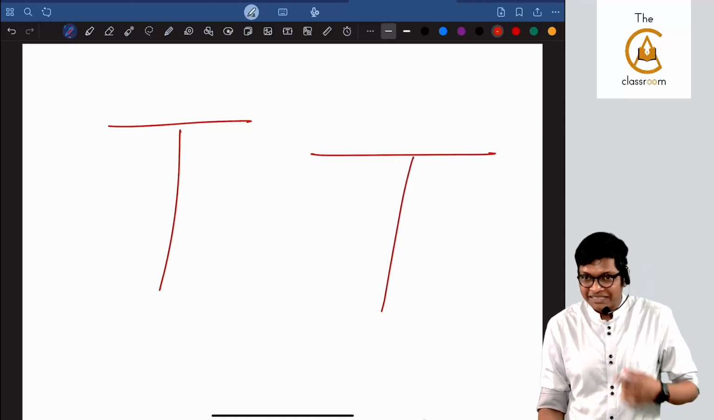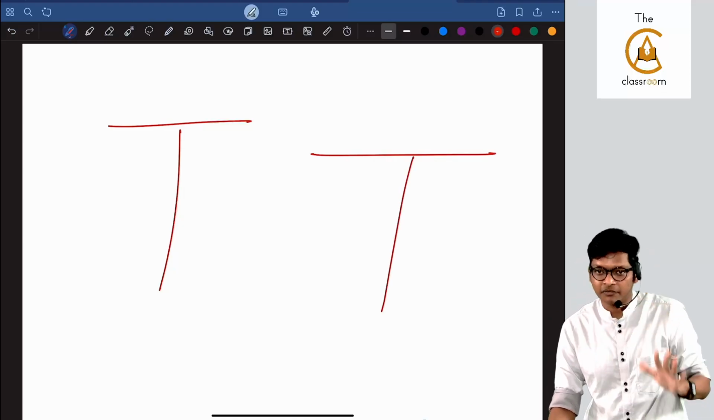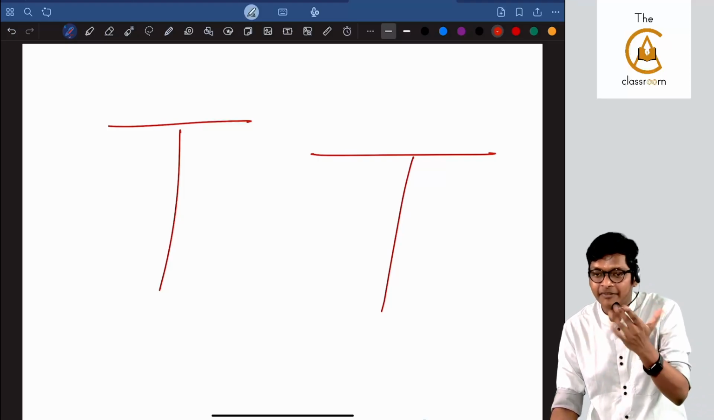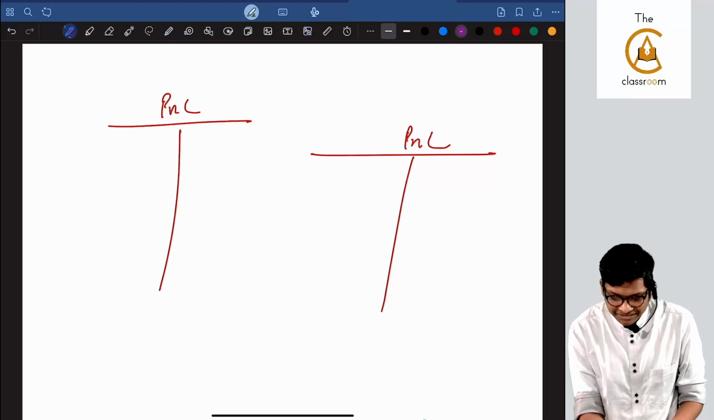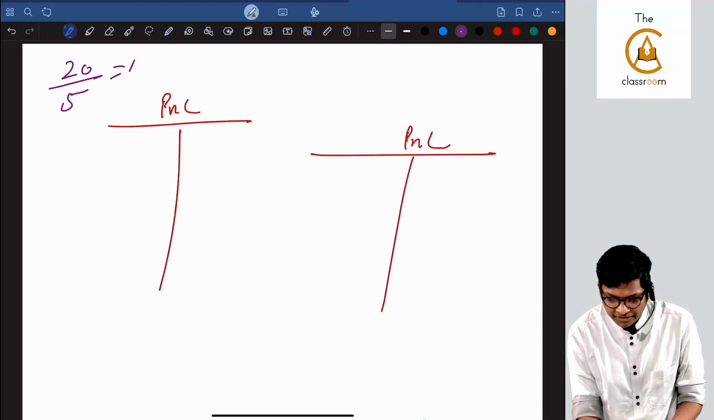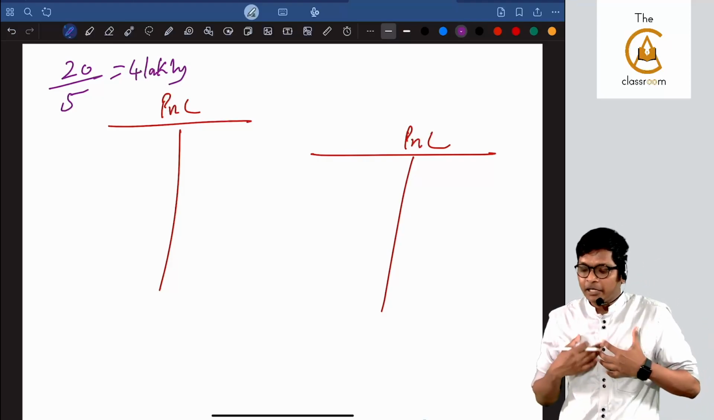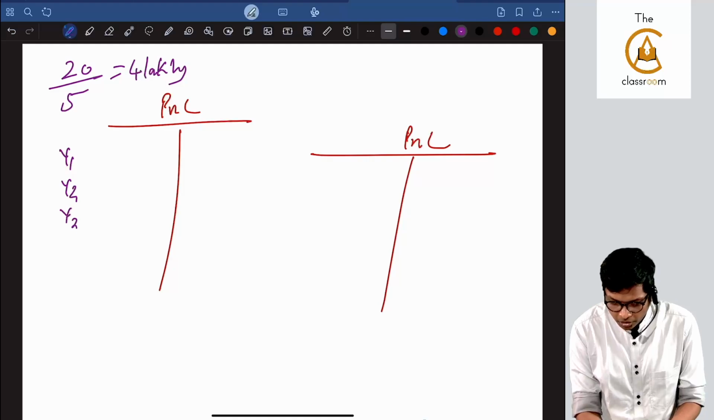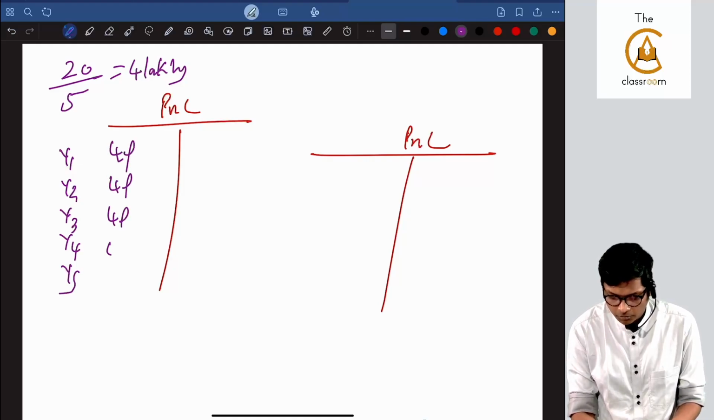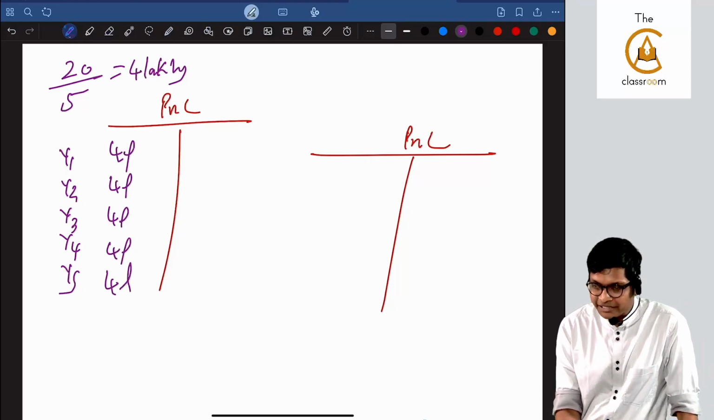Let's assume the grant came, 16 lakhs grant came in the first year itself. And second case, grant never came. P&L. In this case, asset was 20 lakhs by 5 years, depreciation is 4 lakhs. Correct? Assume we never got the grant. If you never got the grant, year 1, year 2, year 3, year 4, year 5, my depreciation will be 4 lakhs. This is what I will depreciate actually. Correct?